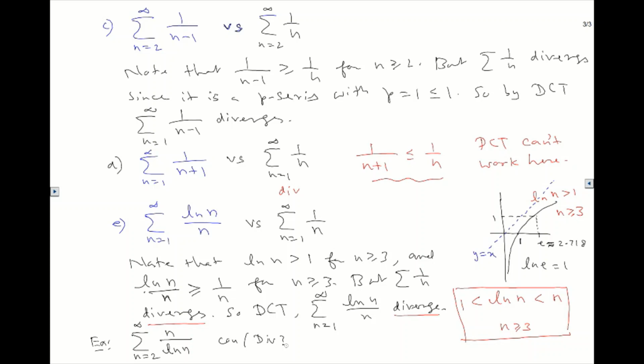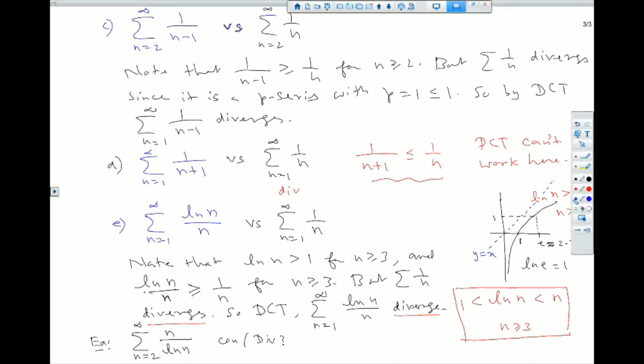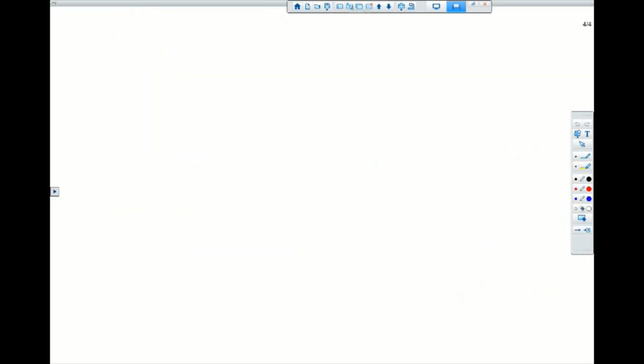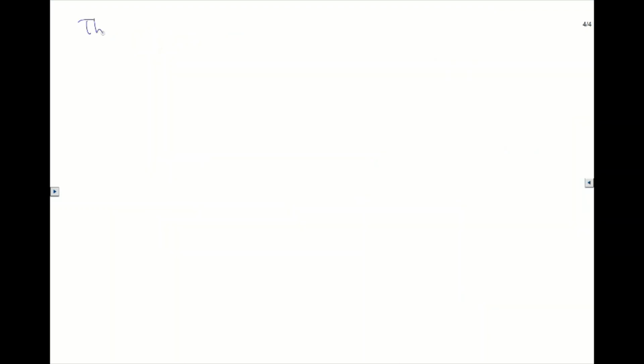So let's go over the result. Let's try the theorem. This is what we call the limit comparison test, or the LCT. Limit comparison test. We're going to compare limits. So how does the theorem work?